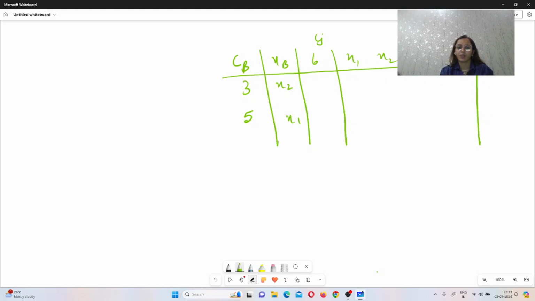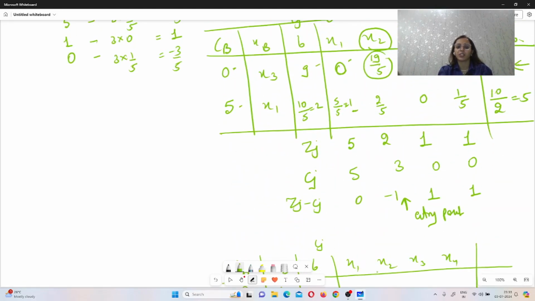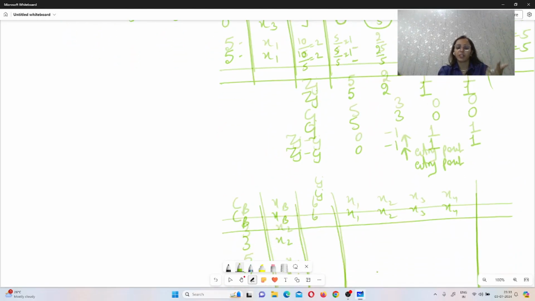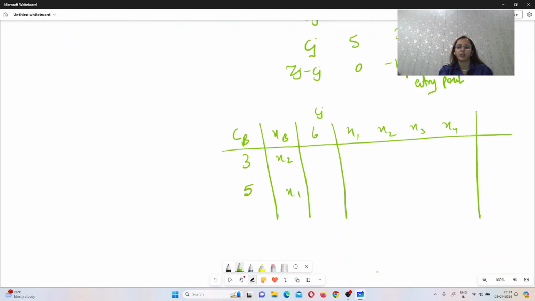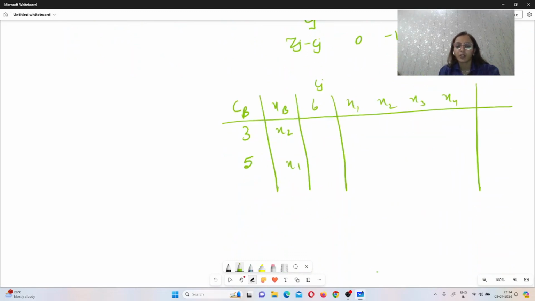So we just have to divide all the values with the key element. What is the key element? To check it once again, the key element is 19 upon 5. So 9 divided by 19 upon 5, the 5 will be outside, so 45 upon 19 will be there. So write the values over there. That value will be 45 divided by 19, right?